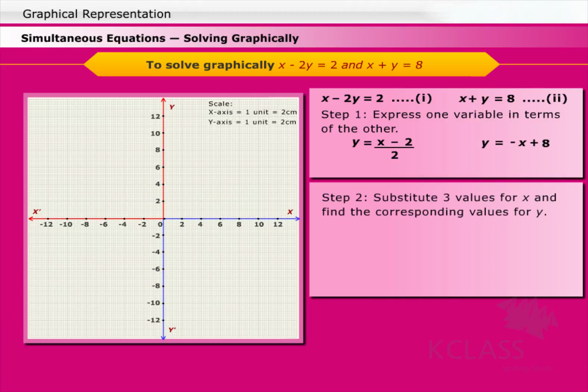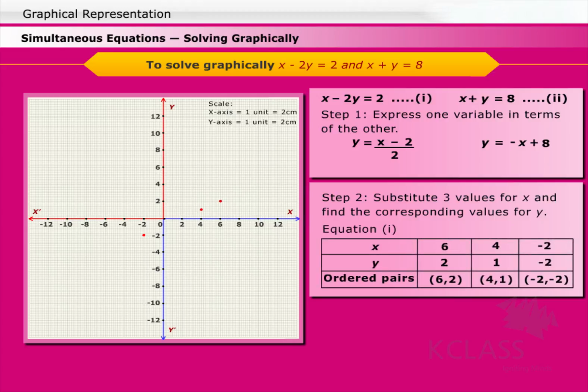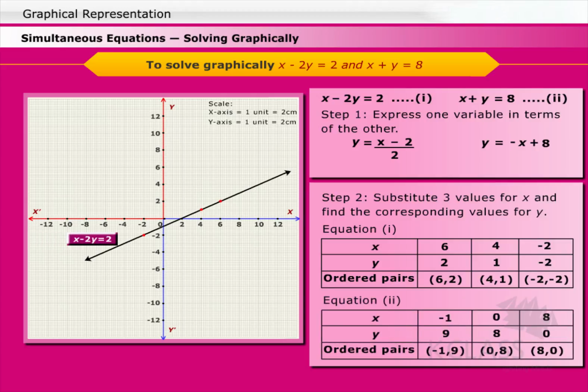The next step is to substitute 3 values for one variable, in this case x, and find the corresponding values for y in the first equation. Form a table as shown. Repeat the same procedure with the second equation and draw the table. We substitute 3 values for x and find corresponding values for y.